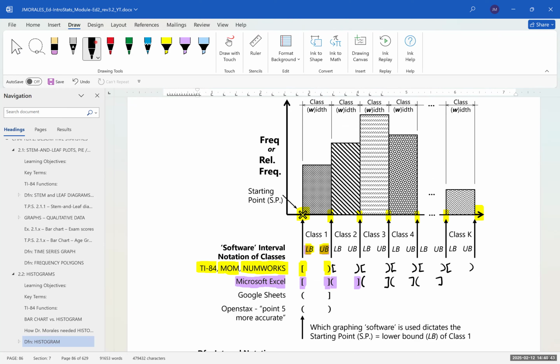Now, Google Sheets, another spreadsheet software that competes with Microsoft Excel and that some of you may be using, starts the first class not with a left bracket but with a left parenthesis, and the upper bound is a right bracket. It's the opposite of your calculators and different from Microsoft Excel. Each class continues to follow this pattern: left parenthesis, right bracket, left parenthesis, right bracket, and so on.